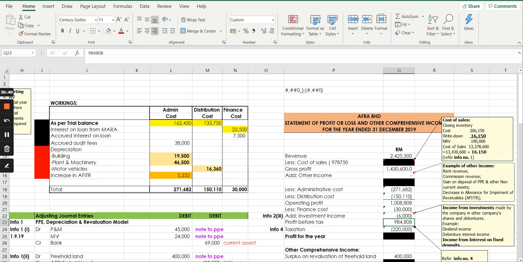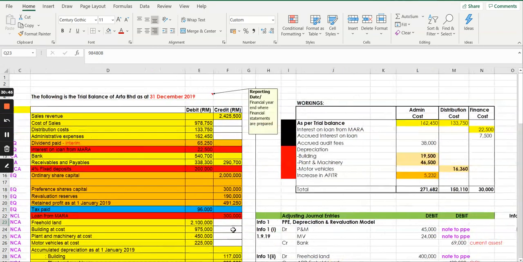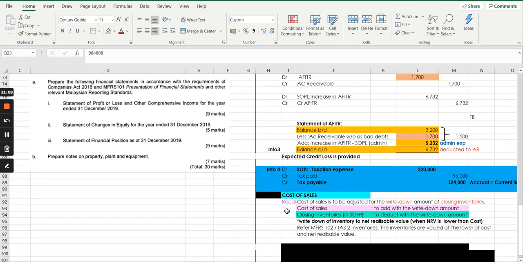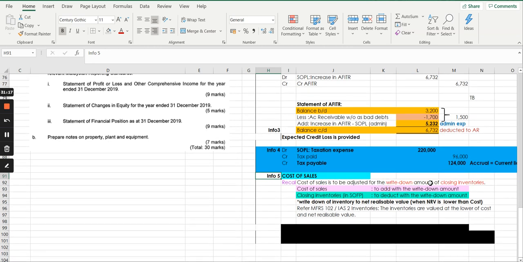Before we do everything, let's do the last adjustment, which relates to MFRS 102. As at 31st of December, closing inventory was written down to net realizable value by 16,150. That is the write down, because it says written down by 16,150. So this is what you need to write down. Under MFRS 102, which is related to Info 5, the cost of sale is going to be adjusted for the write down amount of the closing inventories. If there is any write down, it is going to be added with that write down amount.